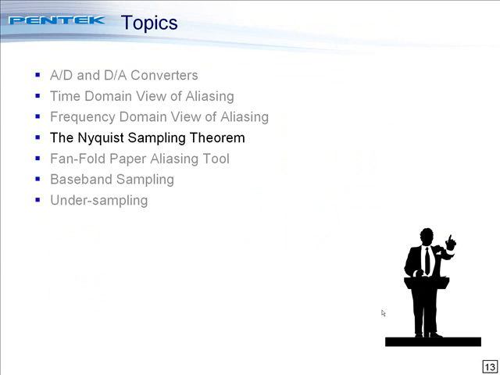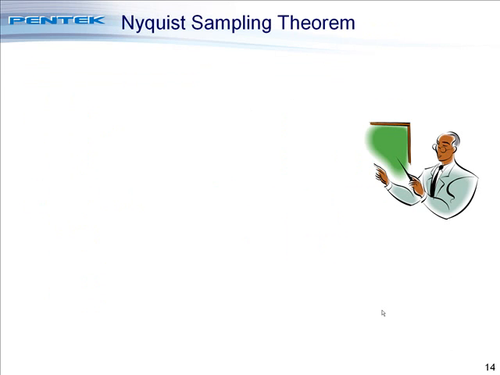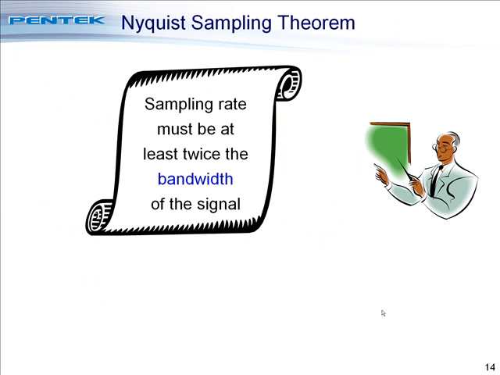Now let's take a look at the Nyquist sampling theorem. This is very important and one of the most fundamental theorems in sampled data. The Nyquist sampling theorem says that the sampling rate must be at least twice the bandwidth of the input signal.